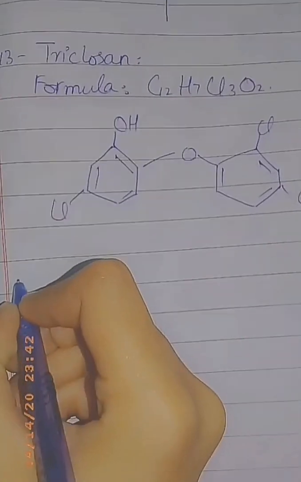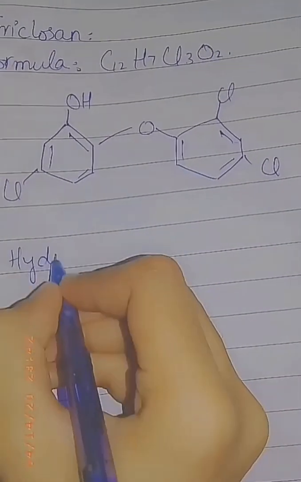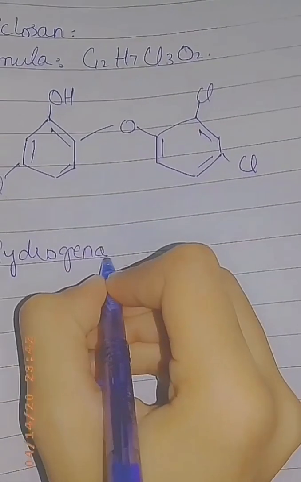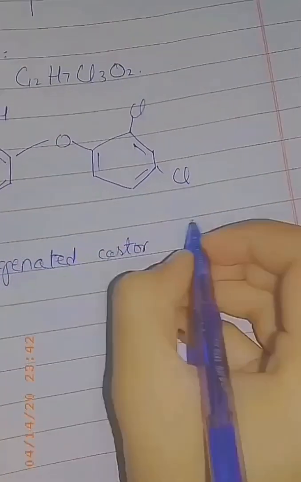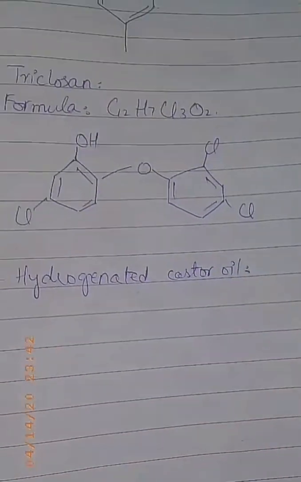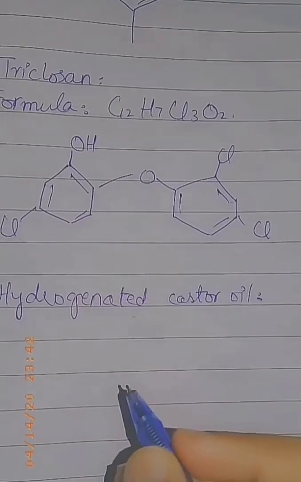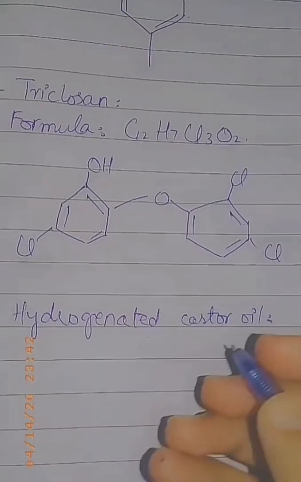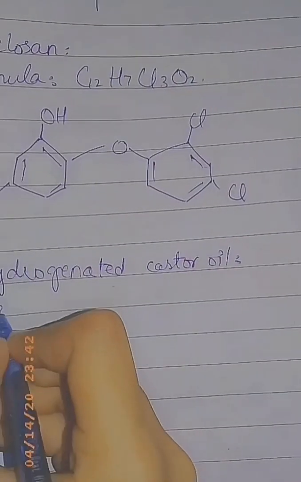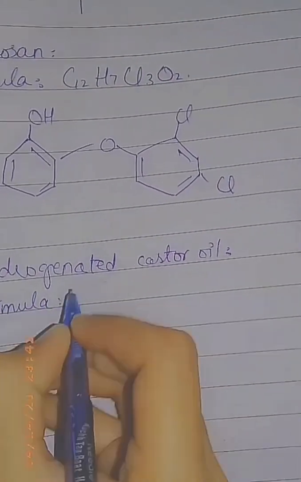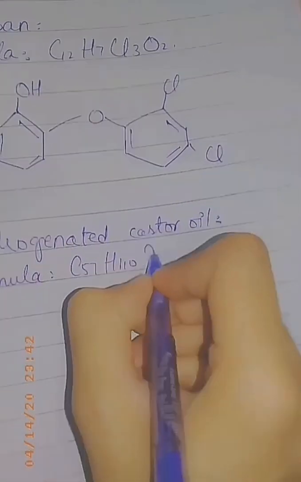And the last one is hydrogenated castor oil. It is a polyethylene glycol derivative of hydrogenated castor oil and is used in cosmetics and beauty products as emulsifier and surfactant, etc. And its formula is C57H110O9.